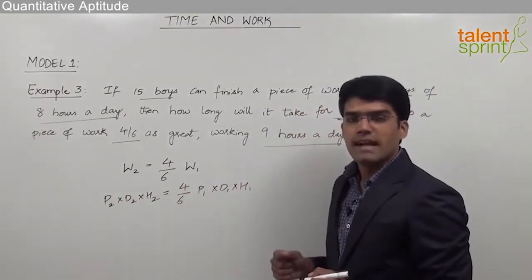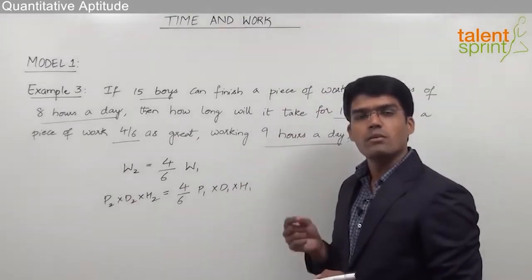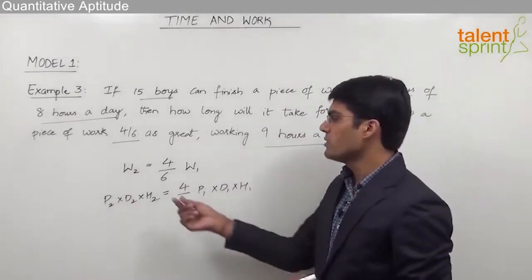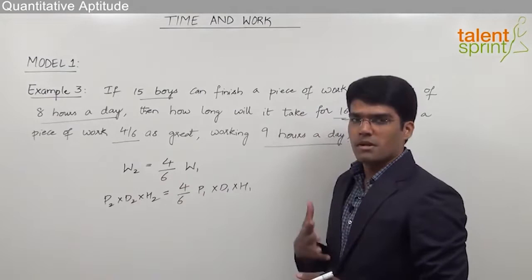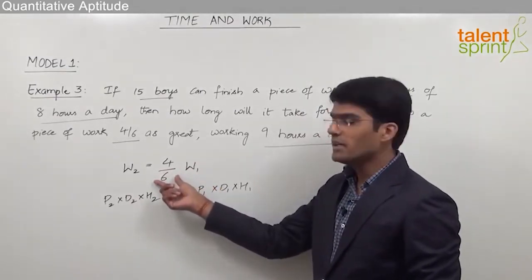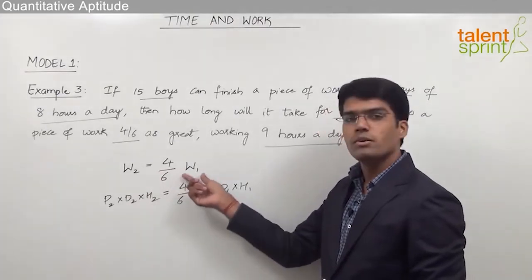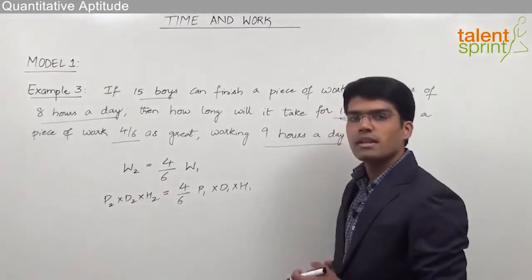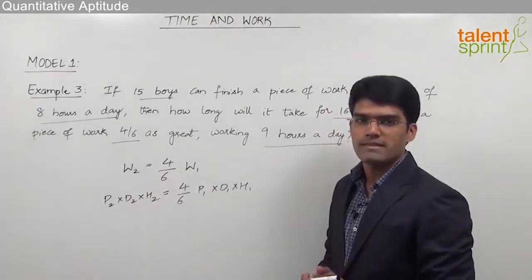So as simple as that. In the previous case, we found that the work done in both the cases was the same, so we took W2 equals W1. But whenever the ratio of the works is given to us, as in this question, we can simply take W2 equals the ratio into W1 and then substitute the given values to find out the required answer.